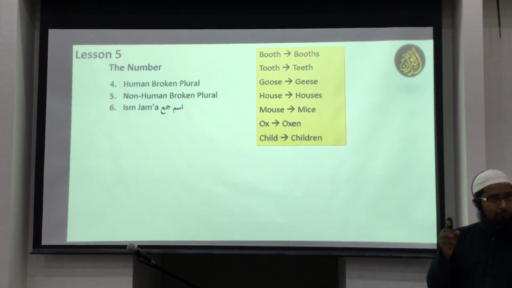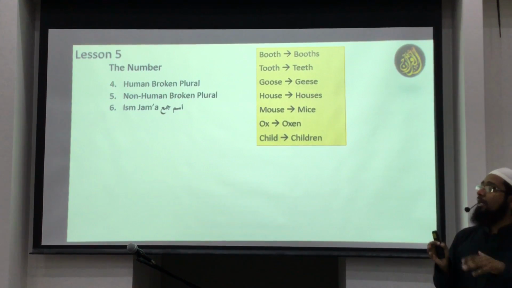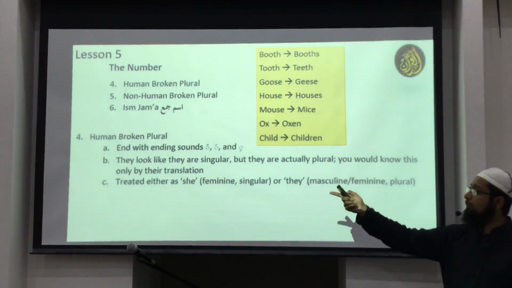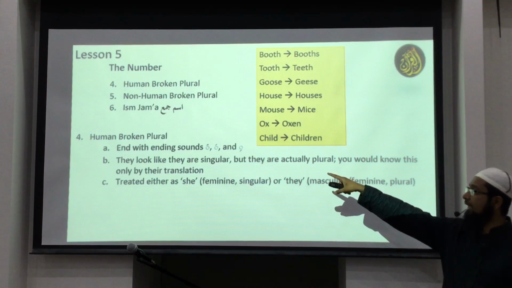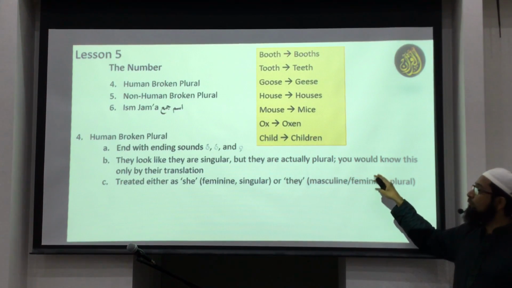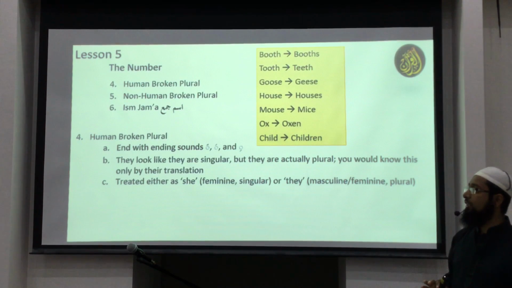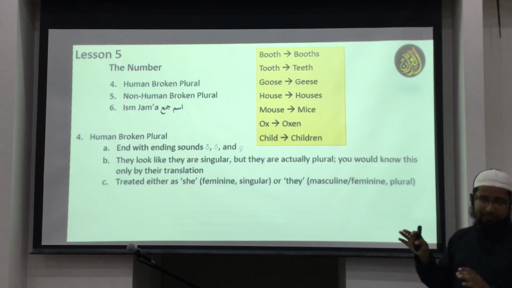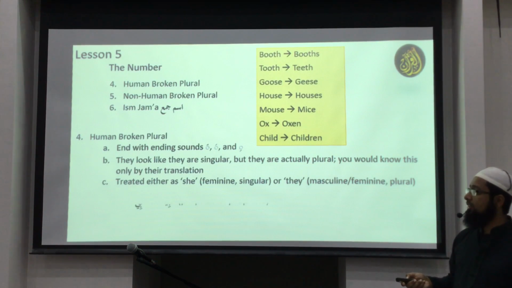In broken plural, we have human broken plural, and we also have non-human broken plural. For example, a broken plural ends with either a, i, or u. They look like a singular, but they're actually plural. You know this by their translation only. They are translated either as "she" or "they."